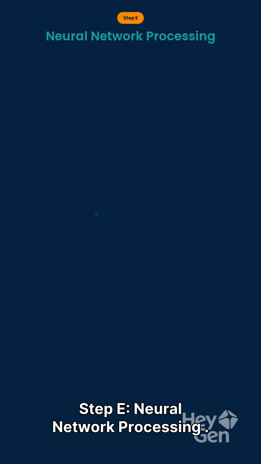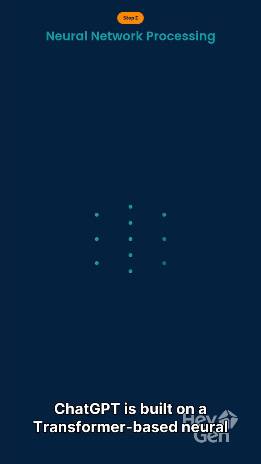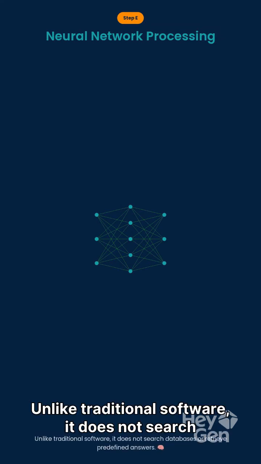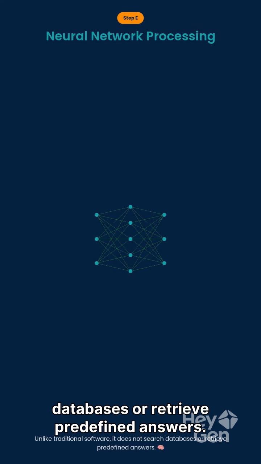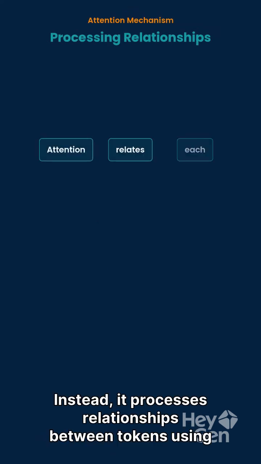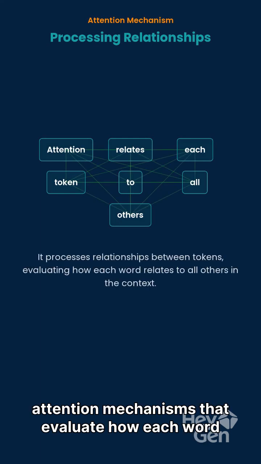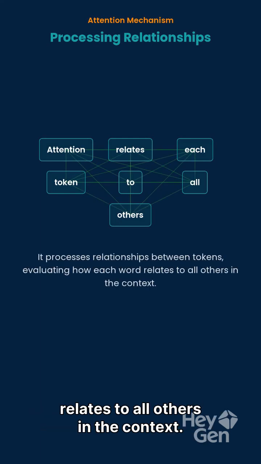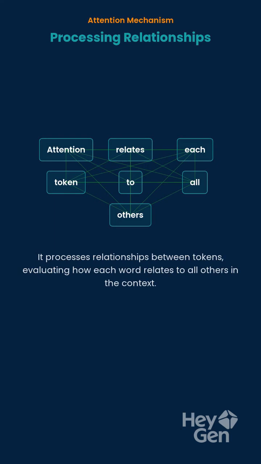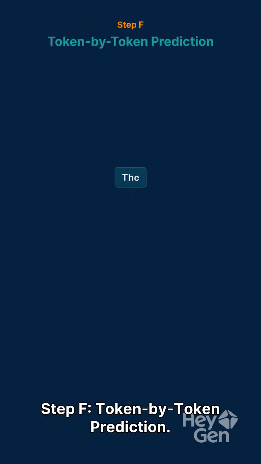Step E, neural network processing. ChatGPT is built on a transformer-based neural network. Unlike traditional software, it does not search databases or retrieve predefined answers. Instead, it processes relationships between tokens using attention mechanisms that evaluate how each word relates to all others in the context. Step F, token-by-token prediction.